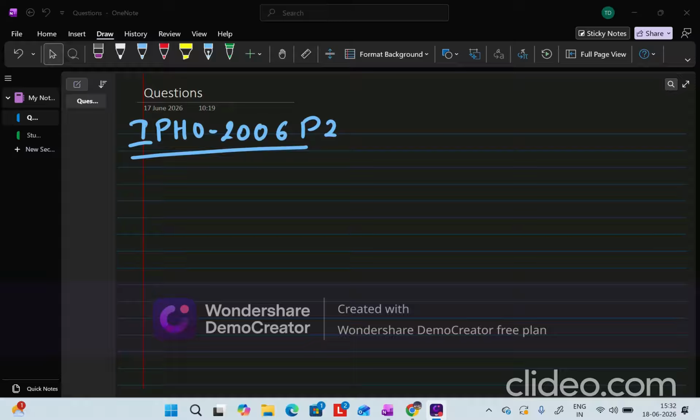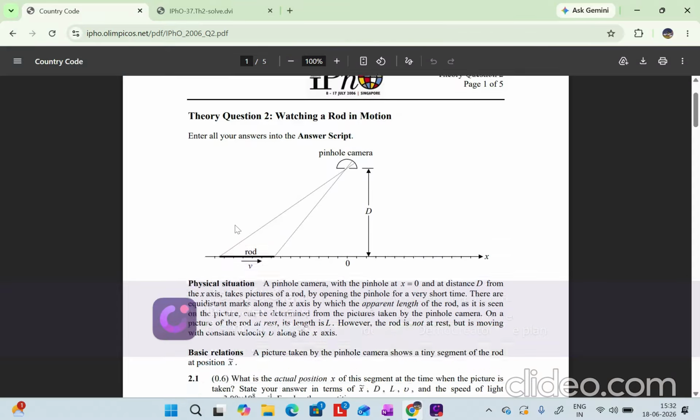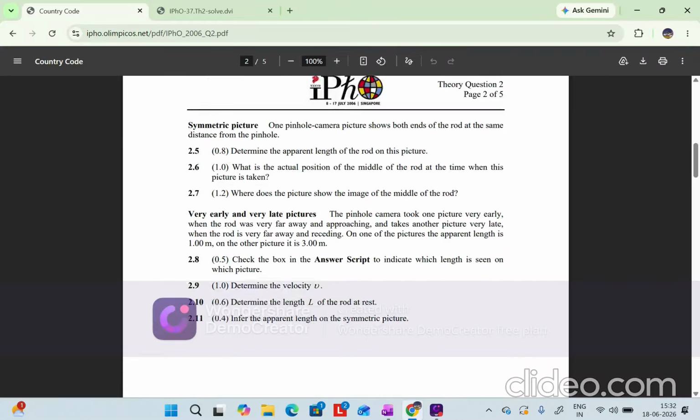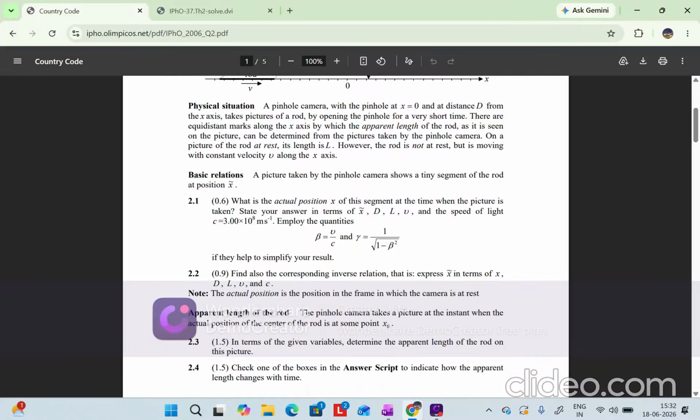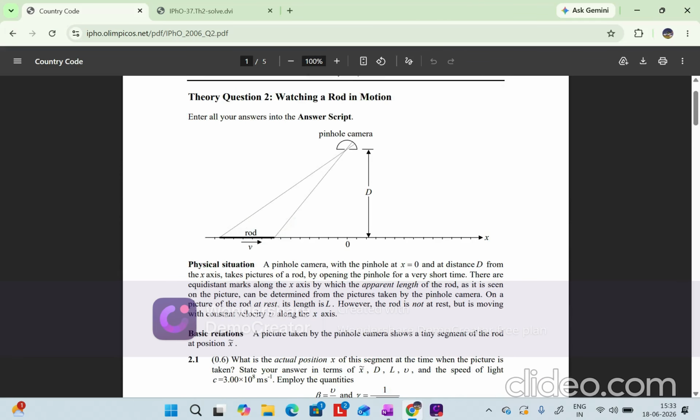Today I'll be discussing IPhO problem 2 of 2006, which is based on the special theory of relativity. I am opening the problem in front of you, which is about watching a rod in motion. There are basically a few parts to this problem, so let me give you an overview. Parts 2.1 and 2.2 do not involve that much relativity. From 2.3 onwards, you need the concept of relativity in your understanding. So let's get started with the discussion.